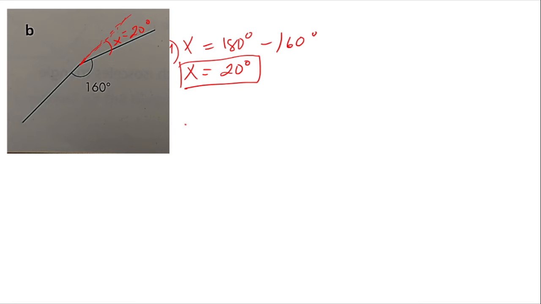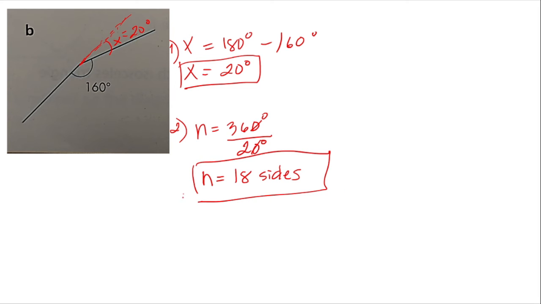Okay? So, number 2, ano yung question 2 natin? Number of its sides. So, n is equal to 360 degrees divided by 20. So n is equal to 18 sides. Okay. So 18 sides meron.